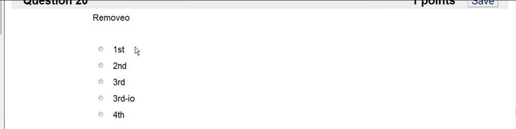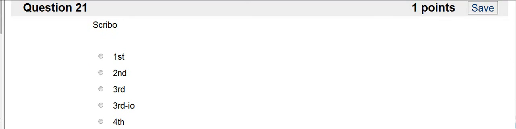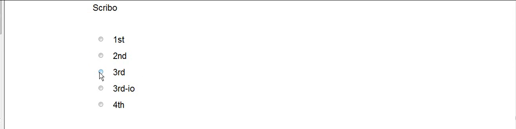Remoio, again, really easy. If it's EO, it's second. And scribo is another classic third. And that is how you pass the conjugation CP.